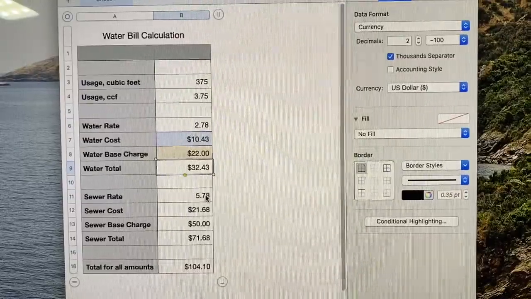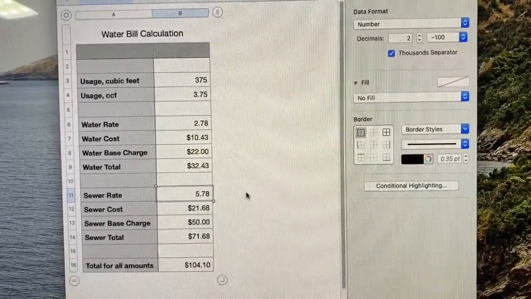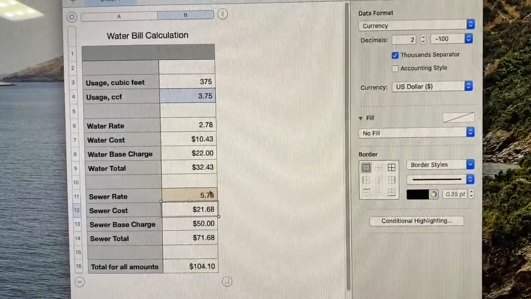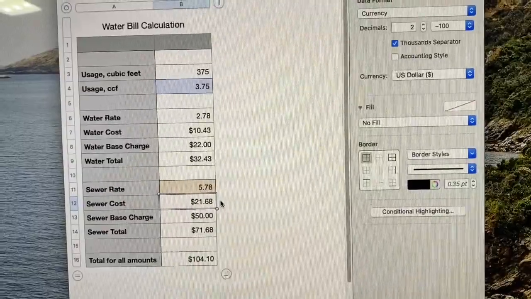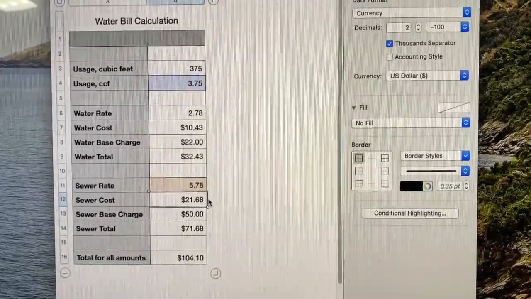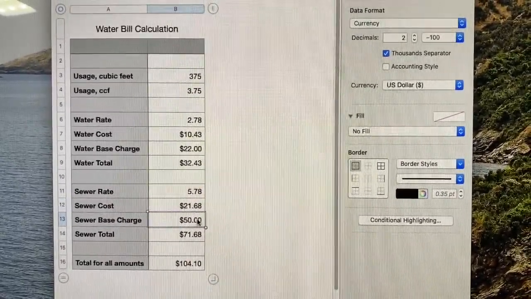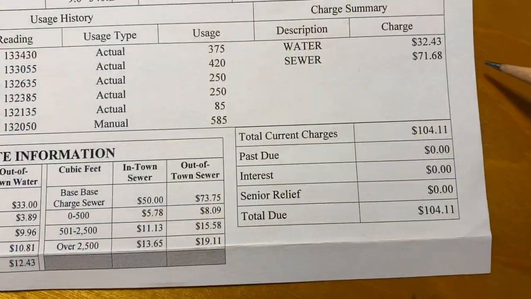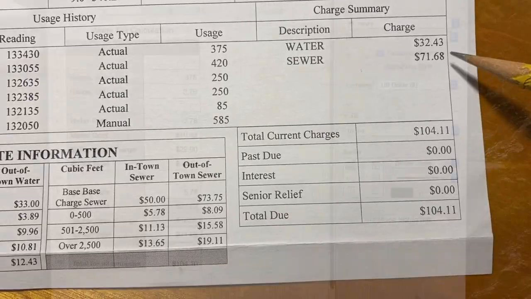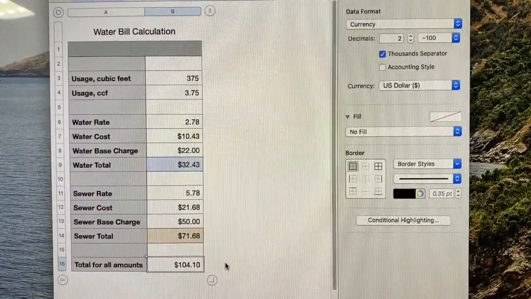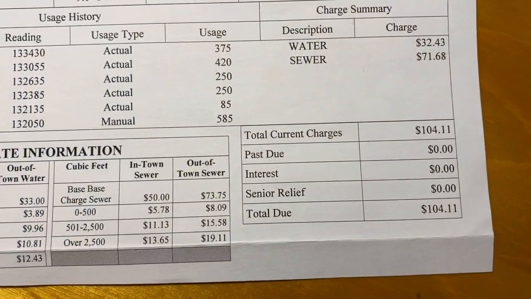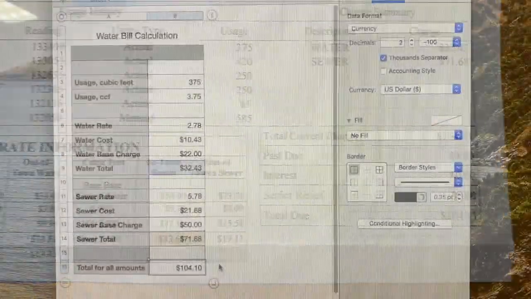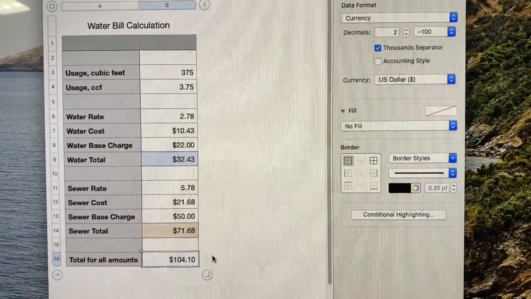So let's look at the sewer rate. That's $5.78, the number it gave in the rate chart. And I multiply the 3.75 100 cubic feet by that. I get $21.68. And I add in the $50 base for sewage, and I get $71.68, which matches what's on the bill. And I add the two together, and I have $104.10. And it says $104.11 on the bill, but there's probably a rounding error in my spreadsheet versus how their computer calculated it. I'm not going to worry about the penny.